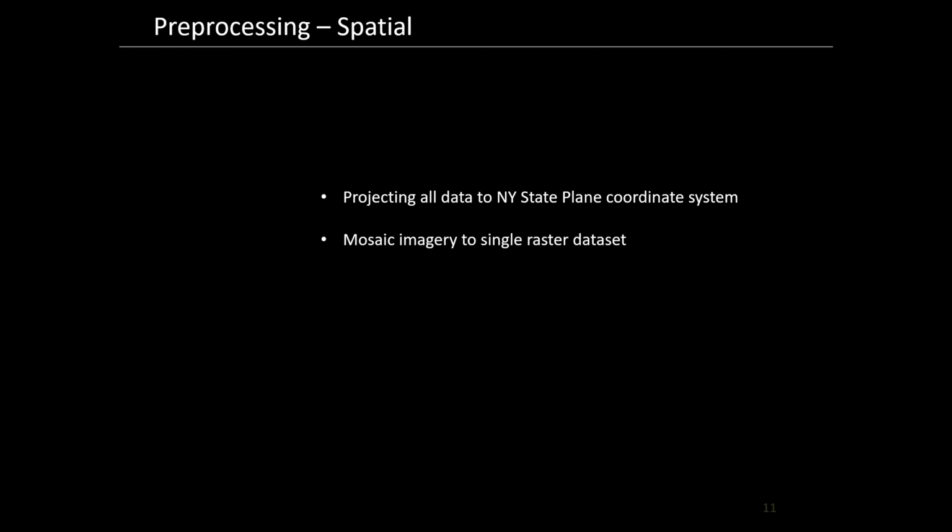The NAIP imagery was downloaded in multiple tiles. So mosaicing the imagery together into a single raster data set is very important, and it cuts down on the processing time as well. And then once the mosaic is created, clipping the imagery to the study area to make sure no extra imagery outside of the study area is included will reduce the amount of time it takes to run the analysis.